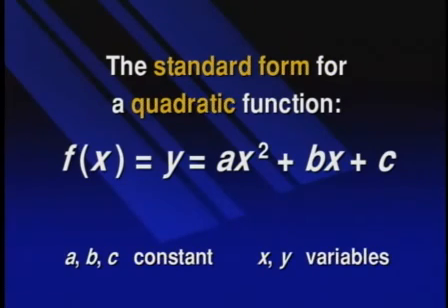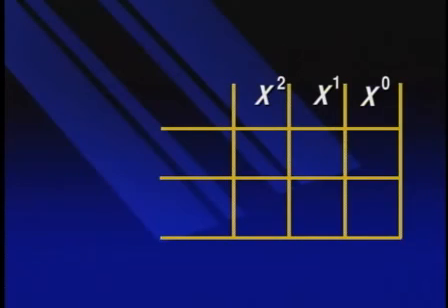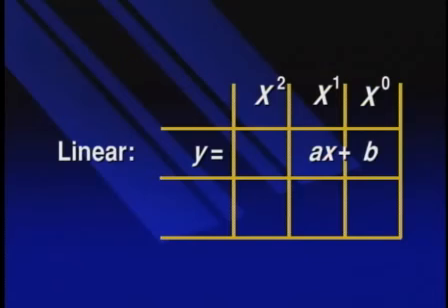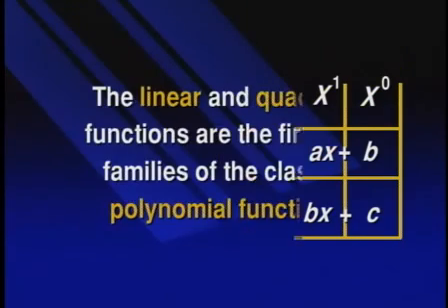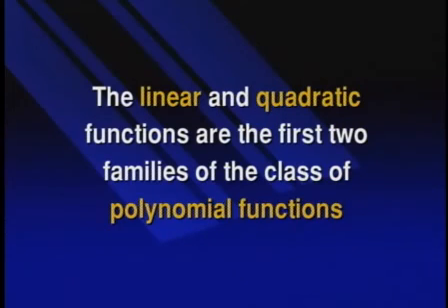In the next visual, you see the evolution from the linear to the quadratic. In the linear case, we had ax plus b. Ax was the linear term, b was the constant term. In the quadratic, we have 3: ax squared, the quadratic term, bx, the linear term, and c, the constant term. The linear and the quadratic functions are the first 2 families of the class of polynomial functions.